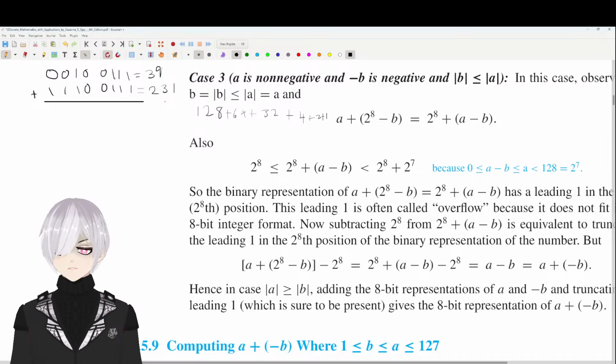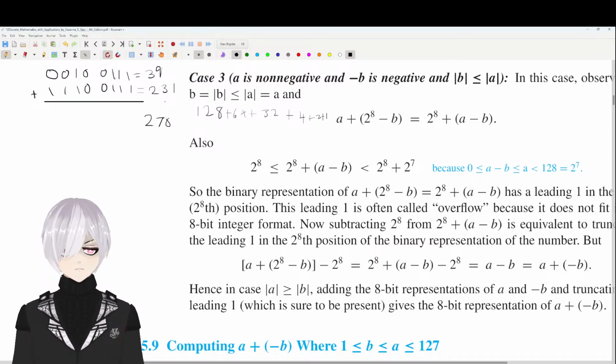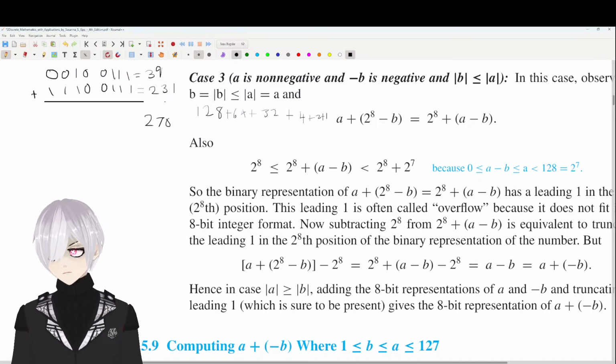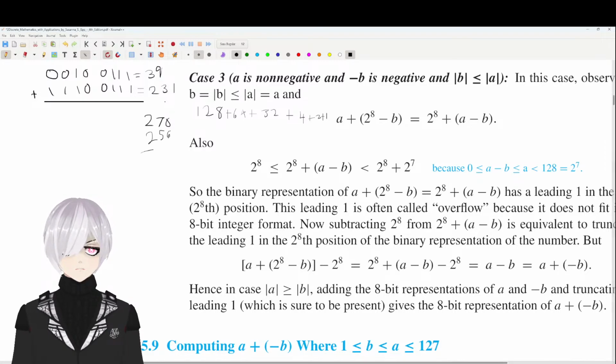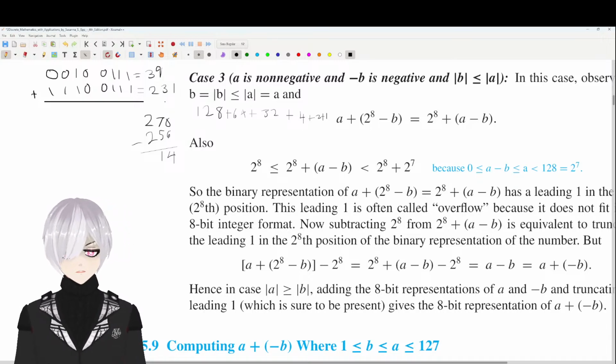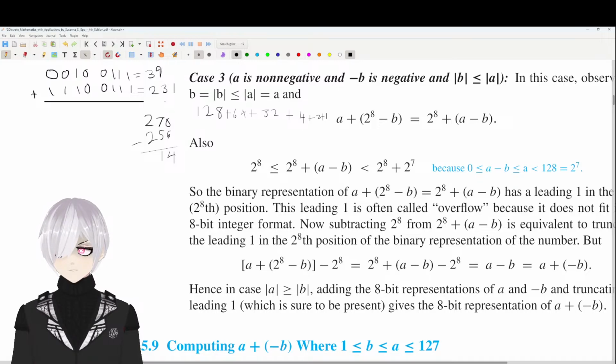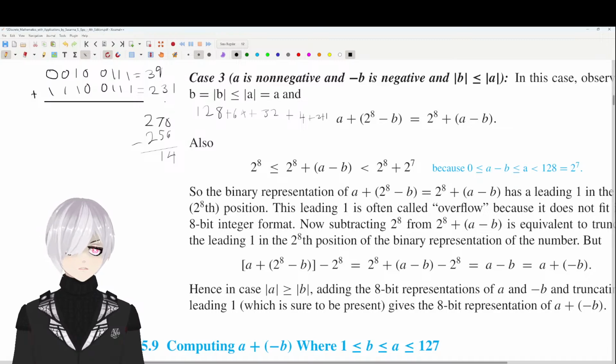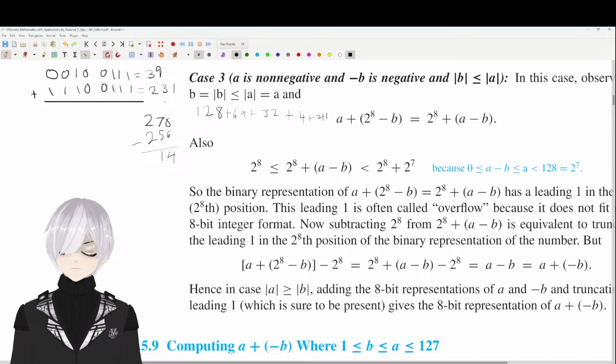So that wouldn't have overflow. Well, if we added them, they give us 270, right? Oh yeah, because we're adding them, so there would be overflow. It would overflow, so if 256 is 0, then we can just subtract this from 256 to get 14, right? And that's what we should get because we're doing 39 plus negative 25. That's the original sum that we're calculating, which is just like 39 plus 231 minus 256.